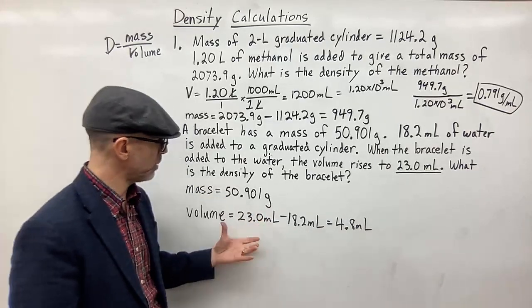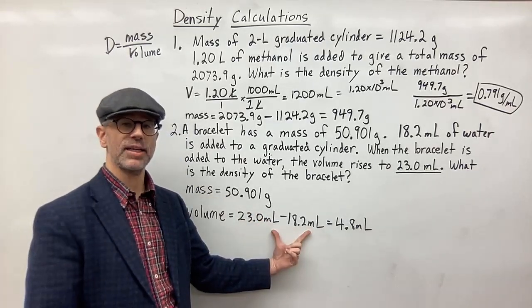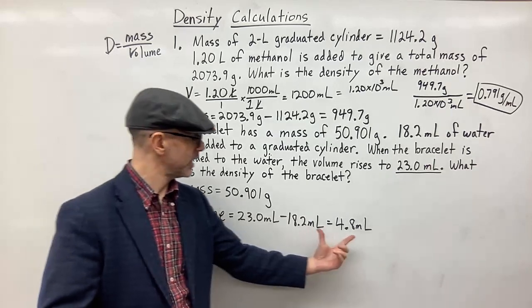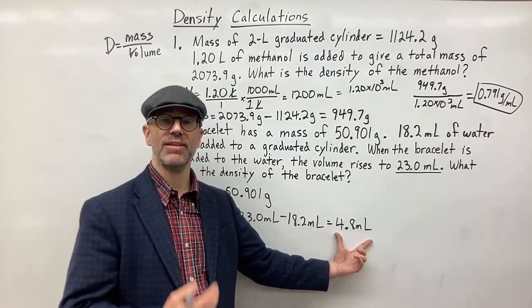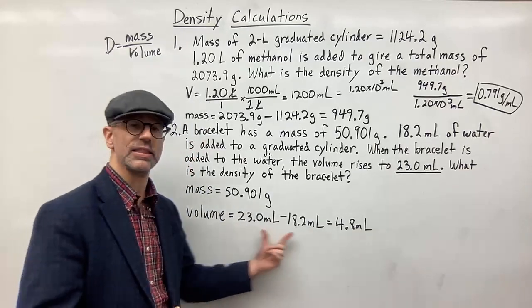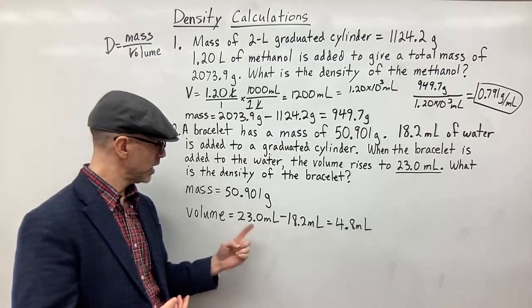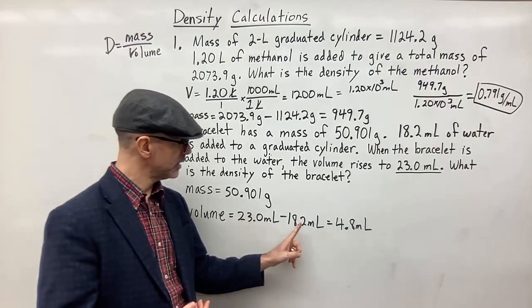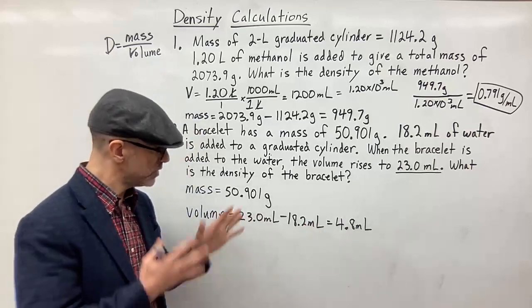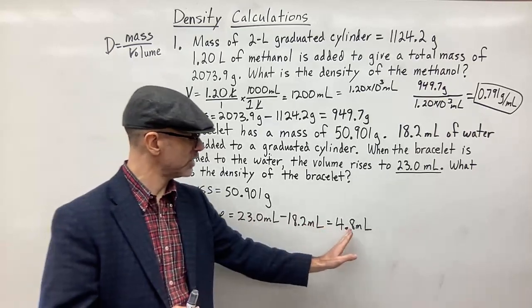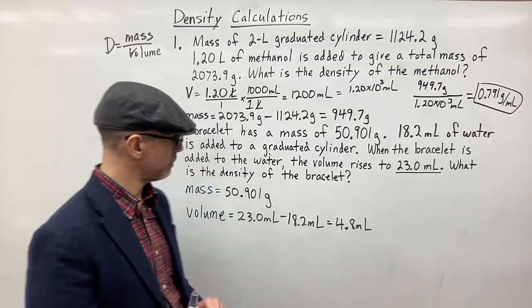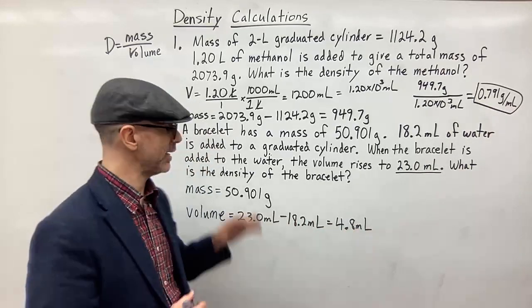Now the volume, remember, because I subtracted, I have to follow the rule of subtraction and addition. The answer I get should have the same number of decimal places as the least number of decimal places in my measurements that I subtracted. This has one decimal place, this has one, so my answer should have one decimal place, and it does. So 4.8 milliliters. So now I can go ahead and divide.